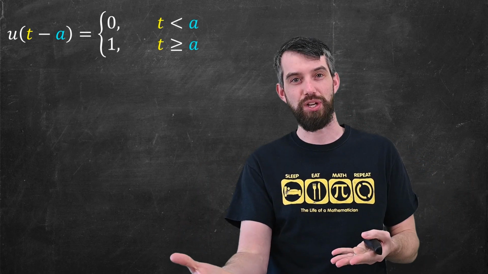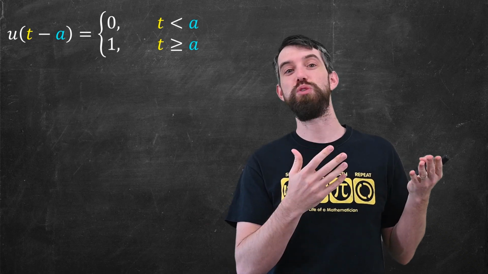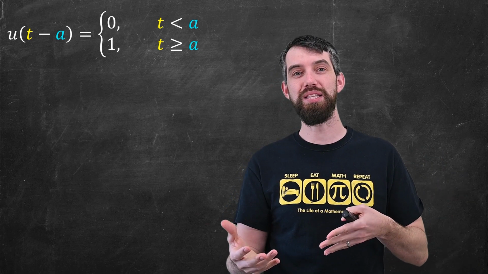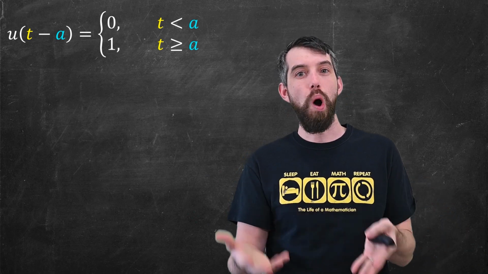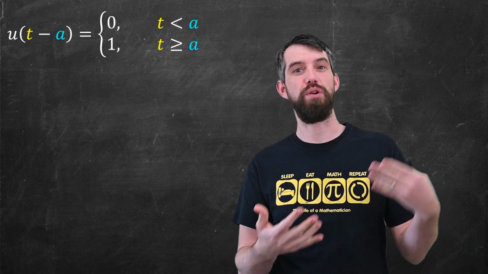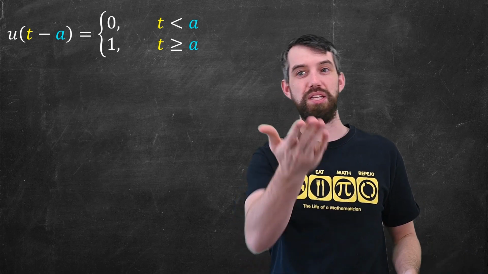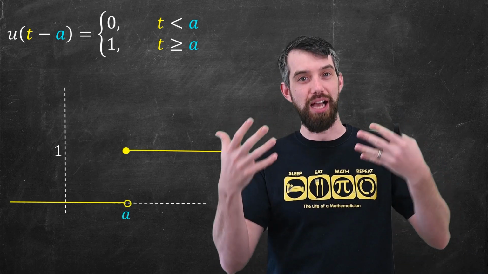It's just the step function. This step function, which we write u of t minus a, basically is just 0 on one side when t is less than a, and then is 1 on the other side when t is greater than or equal to a. So it basically just looks like this. It looks like a step.